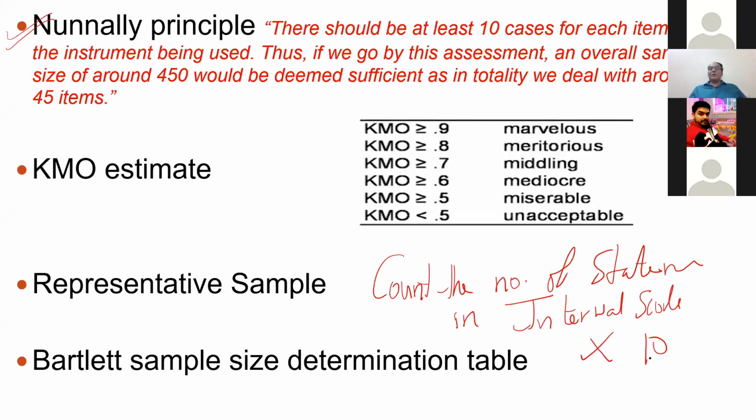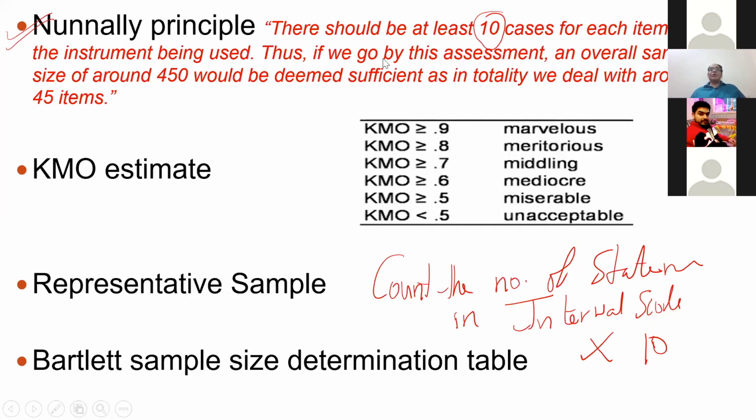Whatever you get will be the required sample size of your study, especially when you are going to apply some parametric test or the structural equation modeling or these techniques. Then your required sample size should be 10 times the items of each scale. Okay, now you can see that according to the Nunnally principle, there should be at least 10 cases for each item in the instrument being used. When I say instrument, it is a measurement scale. So this is the concept given by the Nunnally principle.